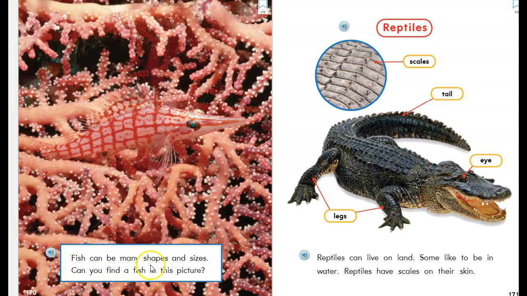Fish can be many shapes and sizes. Can you find a fish in this picture? Do you see the fish in this picture? There they are. There's its mouth, eye, and fins.